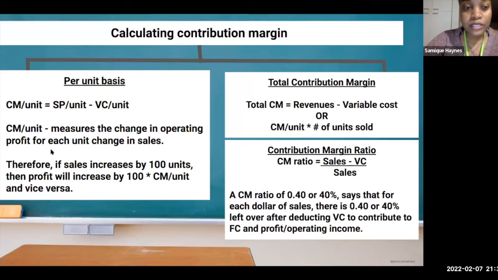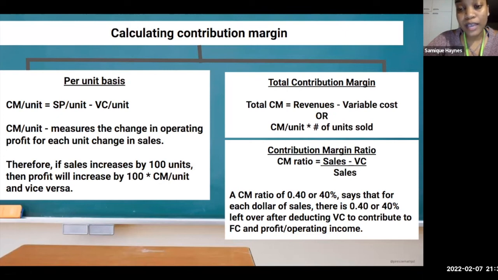But I wanted to say this last point on the contribution margin. When we calculate the contribution margin, let's just imagine if sales increases by 100 units, then we can use the contribution margin per unit to find out how much profit will increase by. What we'll do is multiply the increase in the sales by our contribution margin per unit. All right.